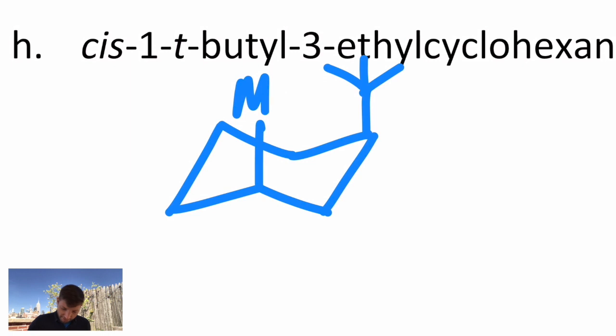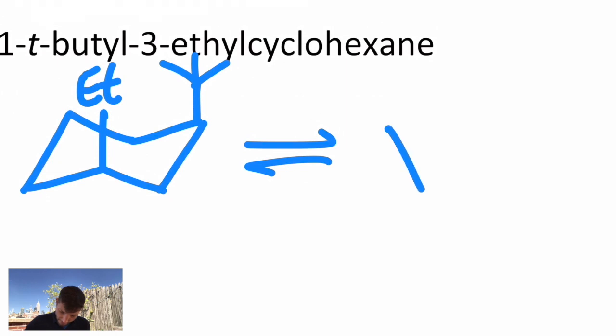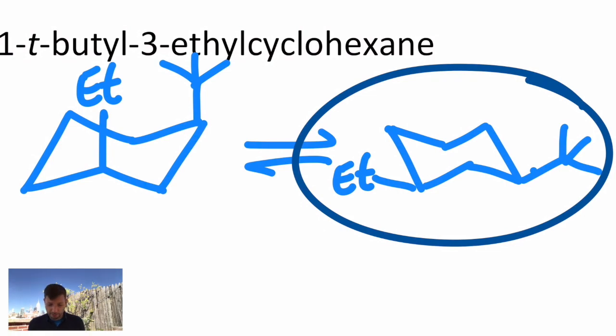There's my ethyl, not methyl, Et. And then if I ring flip this, you would get an up equatorial tert-butyl and an up equatorial ethyl. All equatorial, definitely more stable.